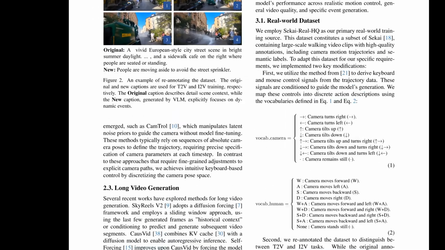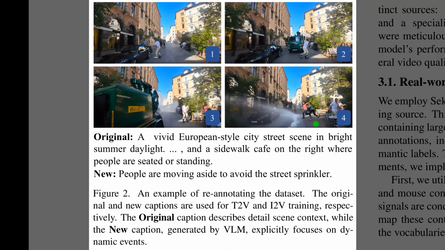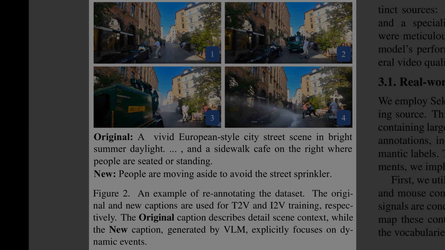Figure 2 explains why the data re-annotation matters, because the model learns different things from scene description versus event description. This figure shows a short video moment across 4 frames where a street sprinkler causes people to move aside. The lower text contrasts an original caption that lists static context, with a new caption from a vision language model, meaning an image understanding model that writes text, that focuses on the motion event.